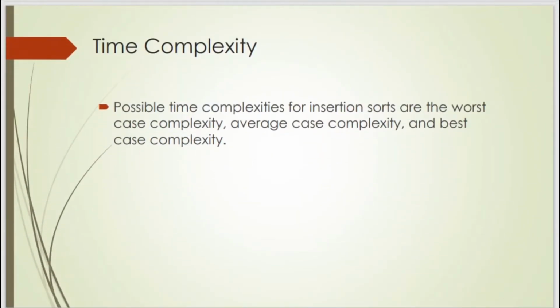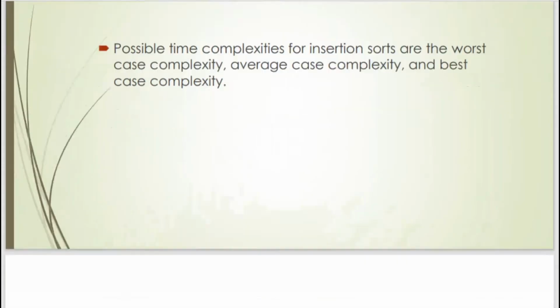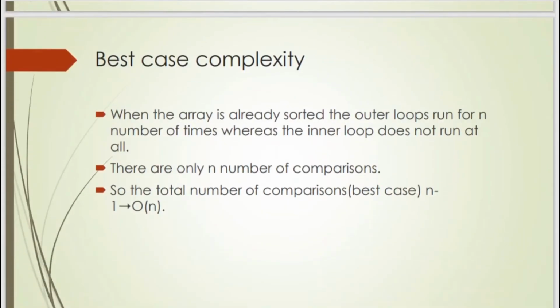Time complexity. Possible time complexities for insertion sort are the worst case complexity, average case complexity, and the best case complexity. For best case complexity, when the array is already sorted, the outer loop runs n number of times, whereas the inner loop does not run at all. There are only n-1 comparisons, so the total number of comparisons for best case in insertion sort is n-1, which denotes order of n.